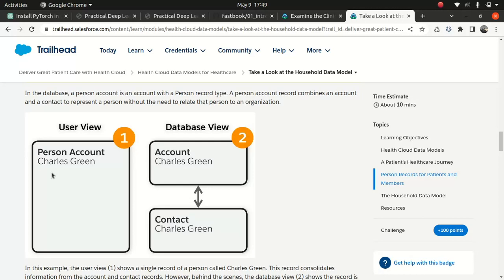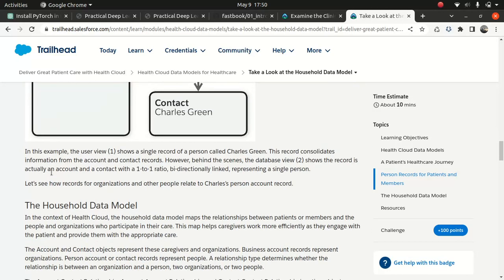So I'm going to show you an example so that it will become more clear. You can take Charles Green as an example, or you can take anybody else, say Peter Brown or Howard. Just to keep it simple, I'll keep it as Charles Green. Let's say Charles Green has an issue with his health, could be an injury or a kidney stone problem, and decides to go and visit a hospital, obviously.